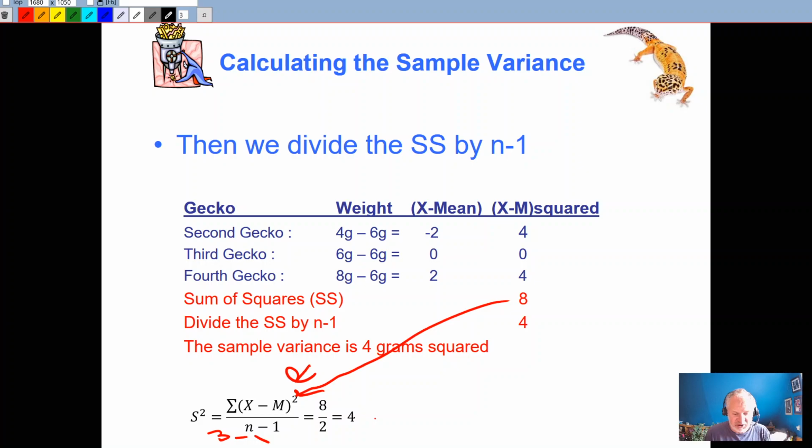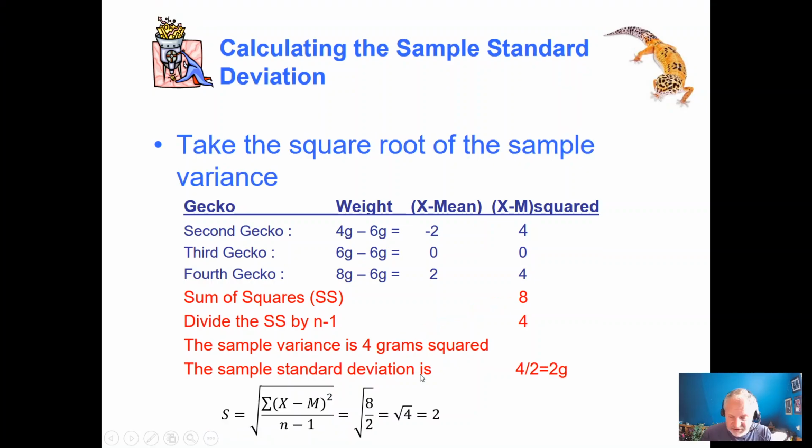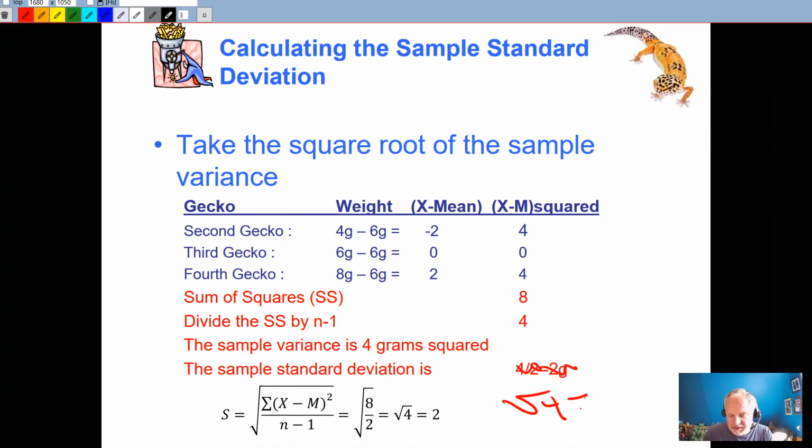To get it into the original unit of measure, I take the square root of 4. So this would be the square root of 4, which equals 2. But it's actually the square root of 4 grams squared, which equals 2 grams. So my sample standard deviation is 2 grams.